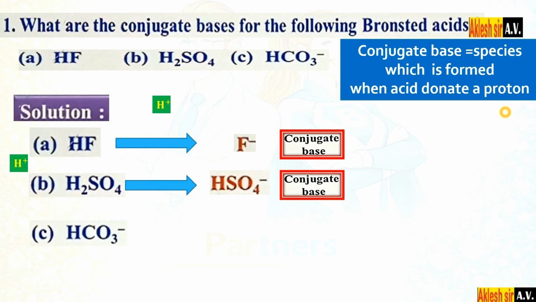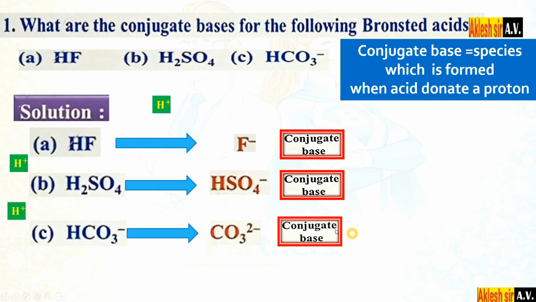Next example, HCO3 minus. Same thing, we have to remove one H, and after removing, it will form CO3 minus 2. How minus 2? Because hydrogen has donated its electron to carbon. Therefore there is an increase of one negative charge in CO3. Already minus is there, one hydrogen gives one electron, therefore there are 2 extra electrons, so CO3 minus 2, and this CO3 minus 2 is a conjugate base.